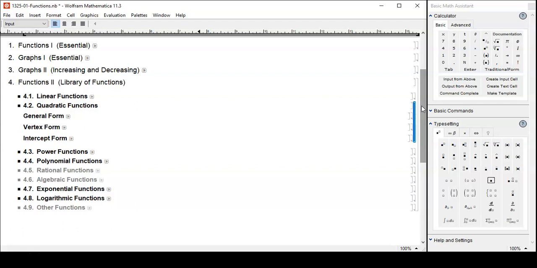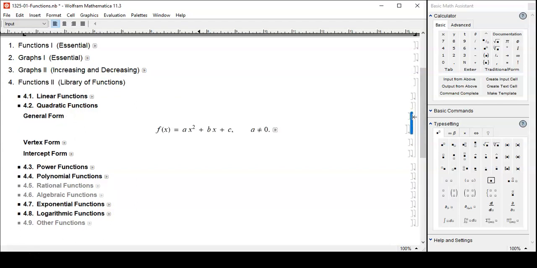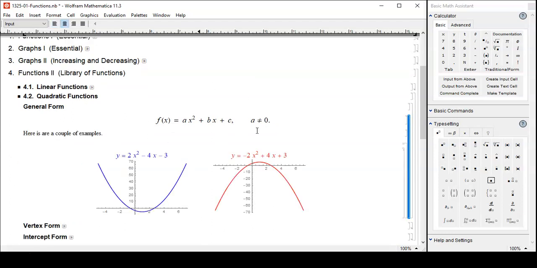Now let's go to quadratic functions. Here is a general form: ax squared plus bx plus c. Or is it the standard form? I don't remember which one is the standard form. I'm definitely certain this is called a general form. Anyway, here are a couple of examples.